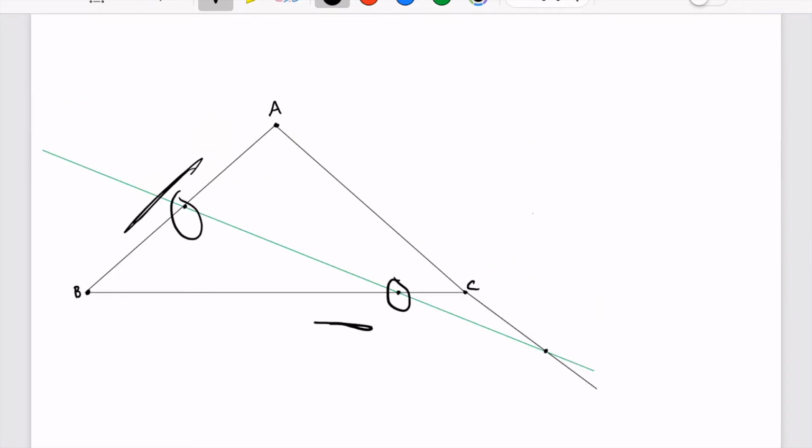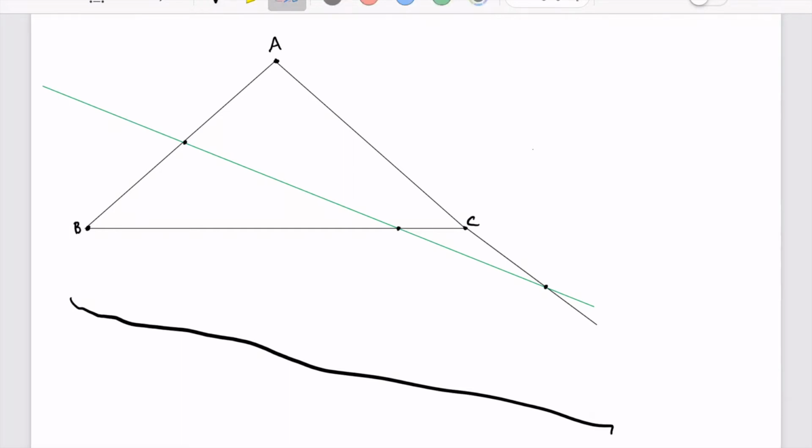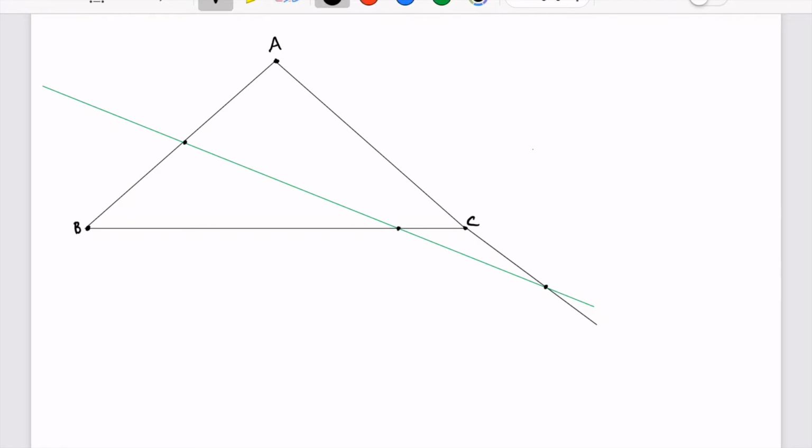And the other case would be you could have a line totally outside the triangle, in which case you would have to extend every side. But in that case, it's a lot harder to draw. The picture would be a lot bigger, so I'm going to stick with this case, but the proof is exactly the same. So the next step is to label these points.